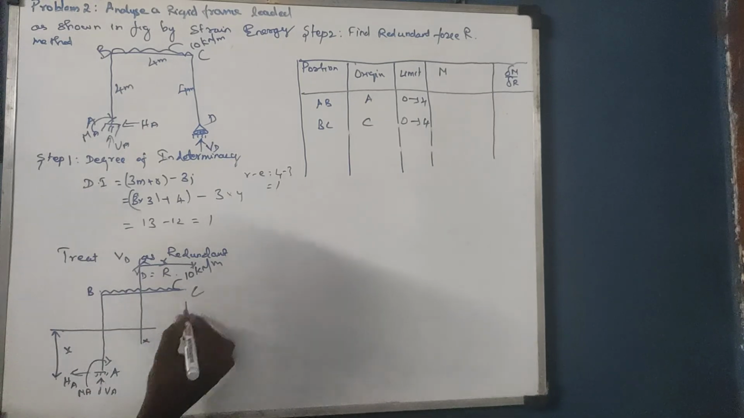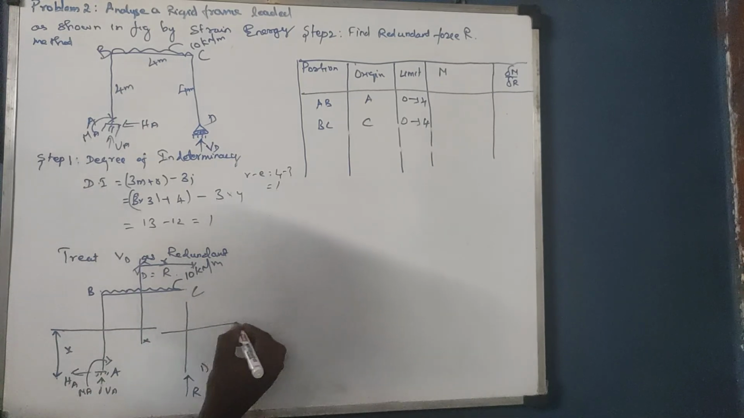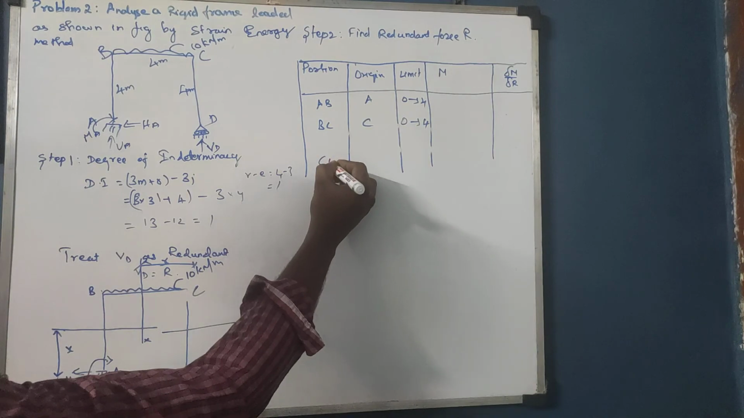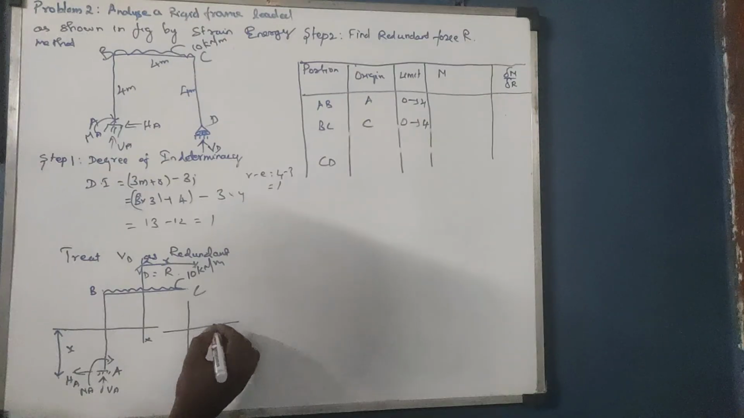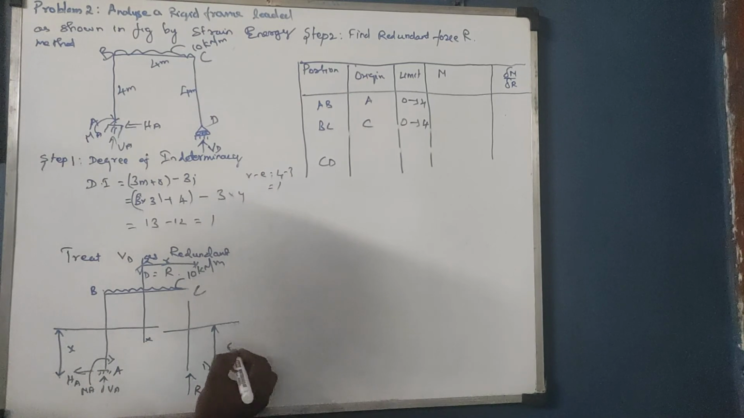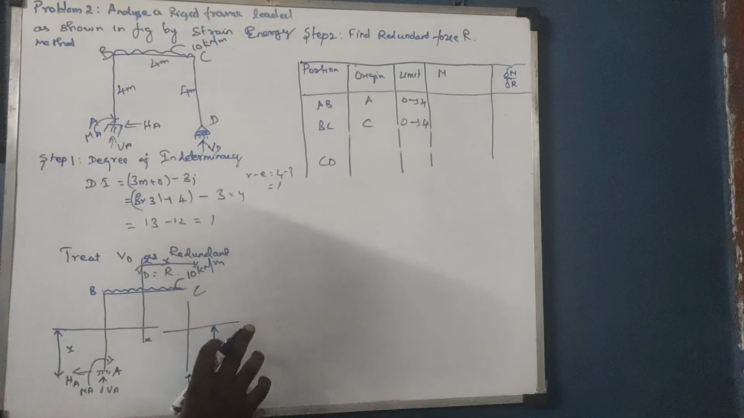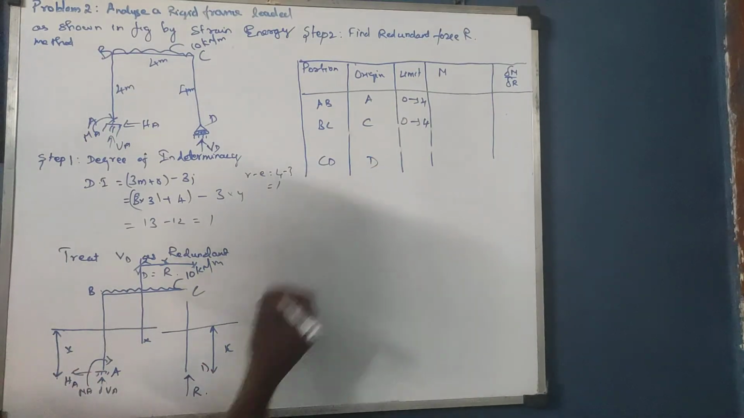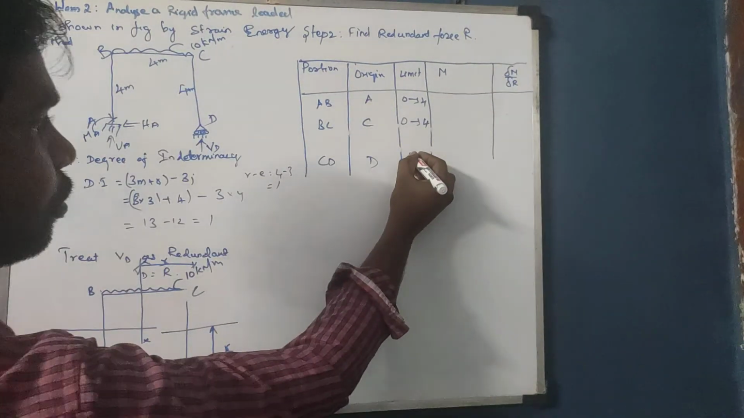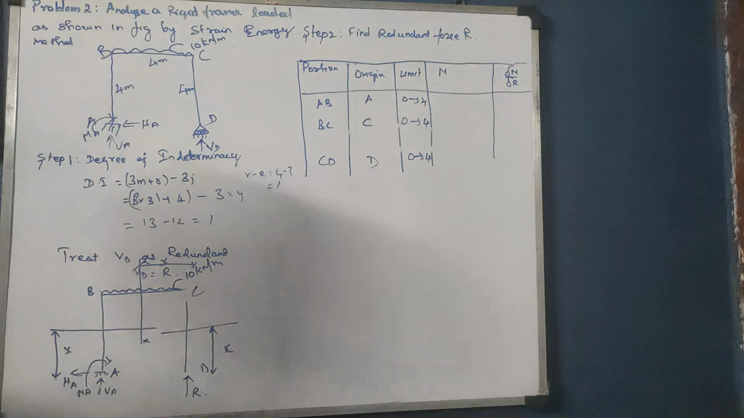And the third portion, that is CD. For CD, we can consider D as origin. Therefore, the limit is 0 to 4.